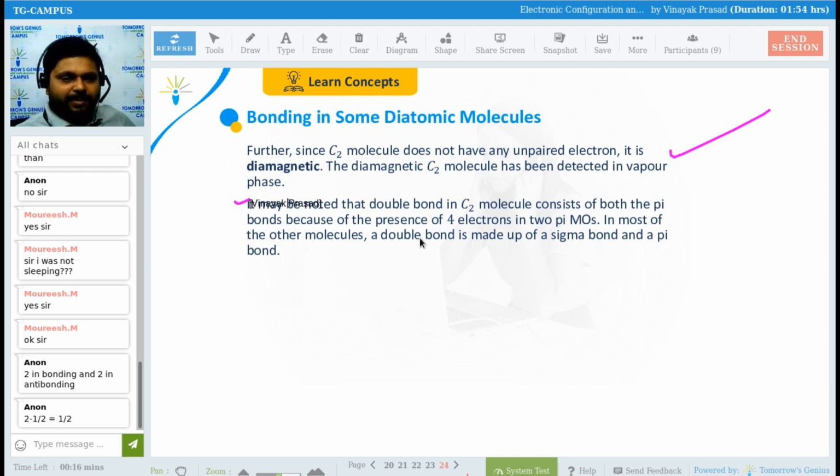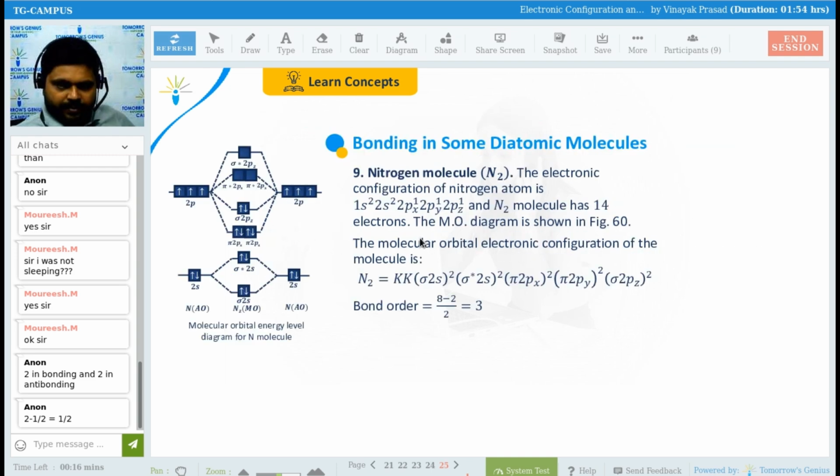Now, you can see here, it may be noted that the double bond in the C2 molecule consists of both pi bonds because of the presence of 4 electrons in 2 pi molecular orbitals. In most molecules the double bond is made up of sigma and pi bonds.